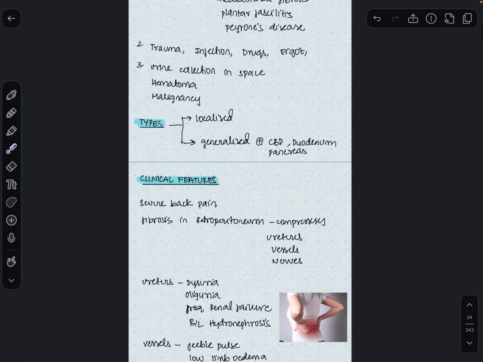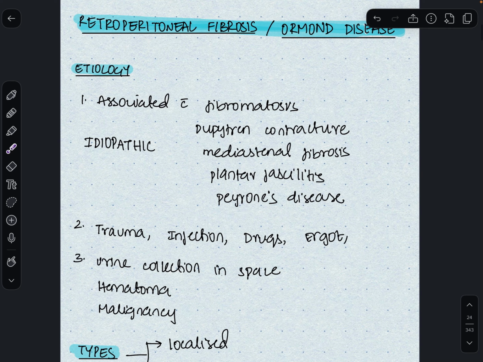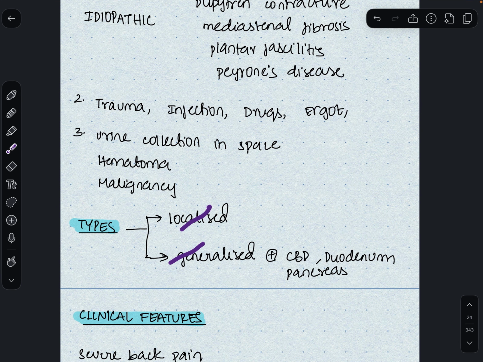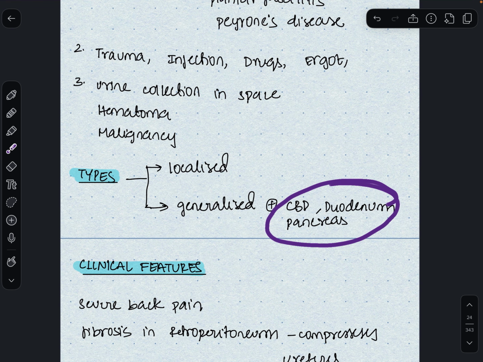If we summarize the whole thing, what will you see here? First, it's also called Ormond's disease, which is associated with other fibrosis conditions like fibromatosis, Dupuytren's contracture, mediastinal fibrosis, plantar fasciitis, Peyronie's disease and all. And other causes for this, apart from idiopathic, are trauma, infection, drugs, and ergot, and urine collection, blood collection, malignancy. So two types, localized and generalized. In the generalized, pancreas and duodenum can also be involved.